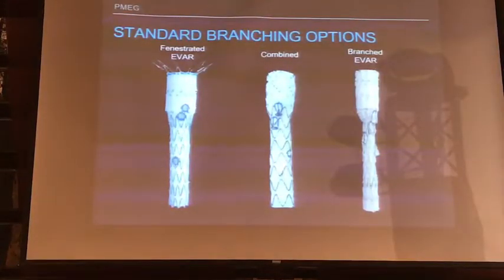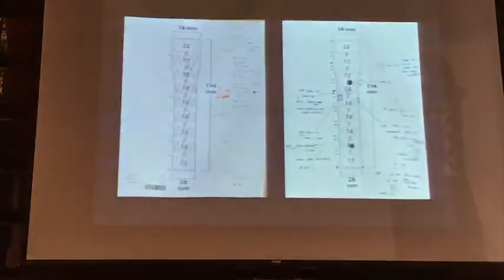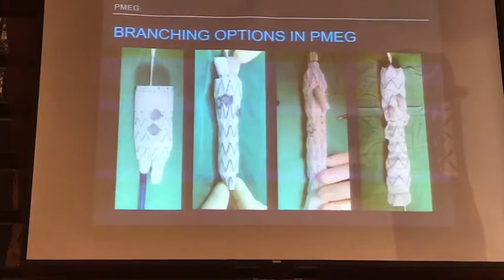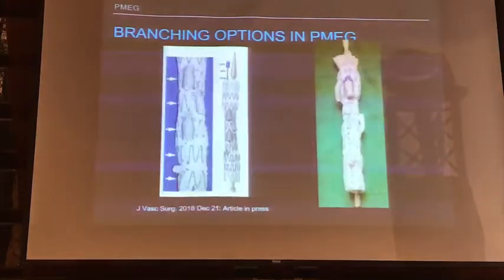For the branching options, we have a standard branching option with the branch-only combined graft. With PMEG, we have to make the hole by ourselves, so we have to use the component that we have, looking for a place for the hole that is not interfered with by the strut. This branching option is quite similar. We did a fenestration with a branch or with a cuff, even with an outward branch, quite similar to the previous earlier experience by the major group, with a small cuff inside of the branch.